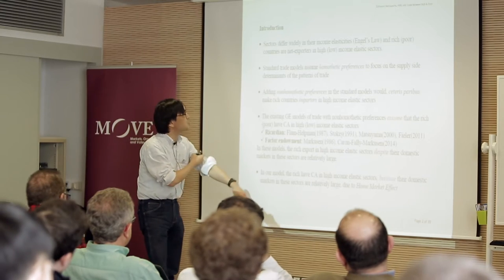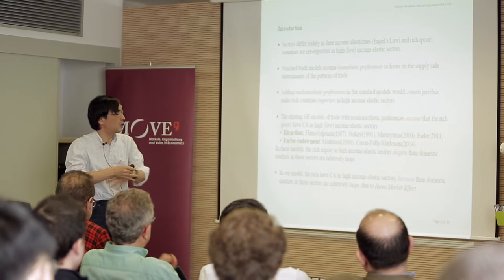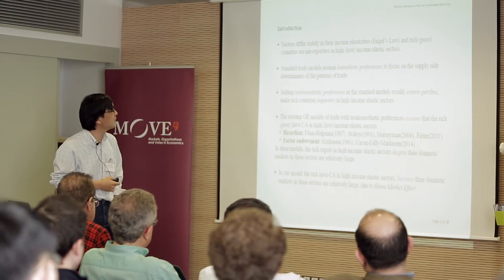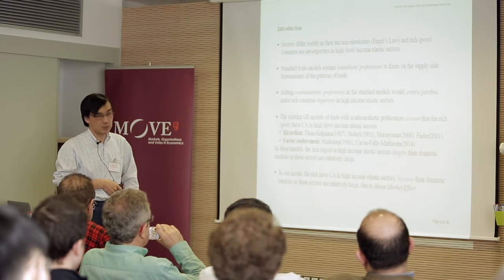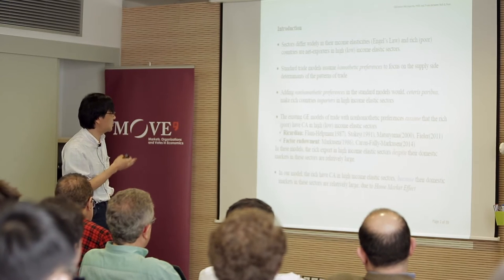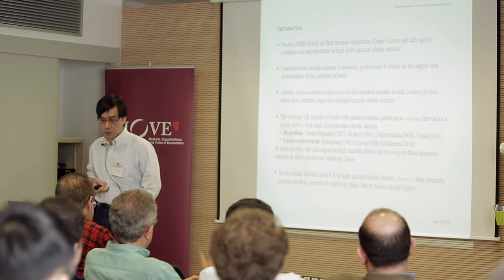So here are the motivations. First of all, sectors differ widely in their income elasticities. It's sort of a general Engel's law. And there's empirical evidence that the rich countries tend to be net exporters in high income elastic sectors, and the poor countries are net exporters in low income elastic sectors. So how are we going to capture this?